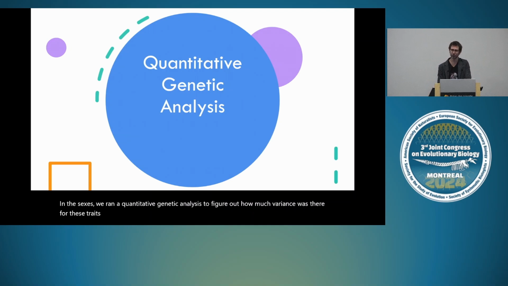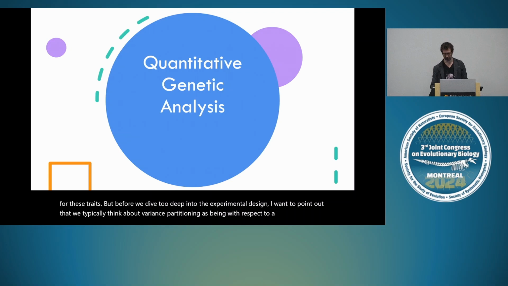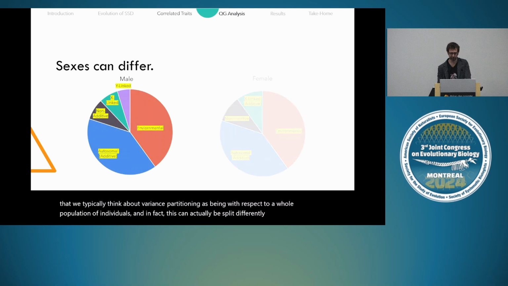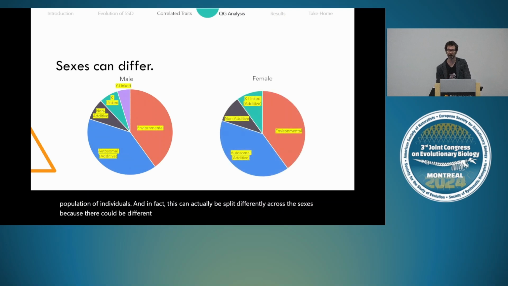But before we dive too deep into the experimental design, I want to point out that we typically think about variance partitioning as being with respect to a whole population of individuals. And in fact, this can actually be split differently across the sexes because there could be different sources of additive genetic variance in males and females. For example, in the pie charts here, on your left, you can see that males, of course, have, in some cases, Y-linked sources of additive genetic variance, whereas females do not. So you can see different types of additive genetic variance, or at least different sources.